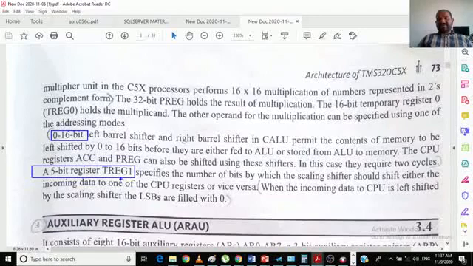I think the video is very lengthy, so I'll continue the explanation in another video. So this is all about the DSP processor and the CALU block. In short, the CALU block contains the accumulator register, accumulator buffer register, and product register, and it supports 16 by 16 2's complement multiplication, means 16 by 16 multiplication only, but the operands are in 2's complement form. We also have the barrel shifting operation, left shifting as well as right shifting, supported by the CALU block.